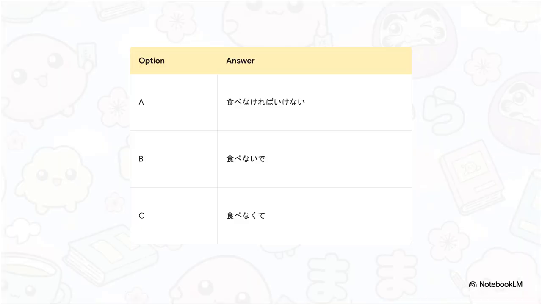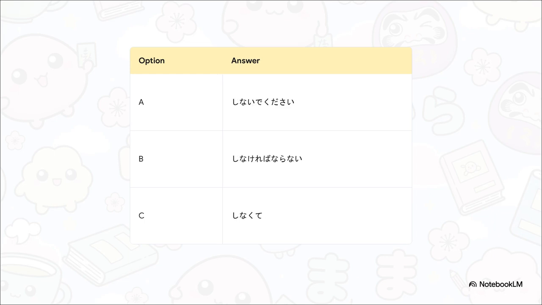Question 1. Asagohan o blank gakko e itta. I went to school blank breakfast. I'll give you a second. Is it A, B, or C? Okay, the answer is B, tabenaide. Why? Well, because it's an action sequence. You performed the action of going to school without performing the action of eating breakfast. Nakute would be totally wrong here because skipping breakfast isn't the reason you went to school. Make sense?